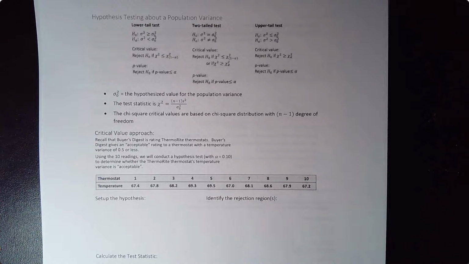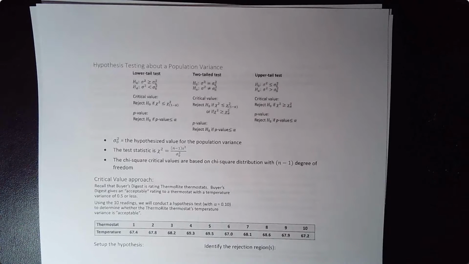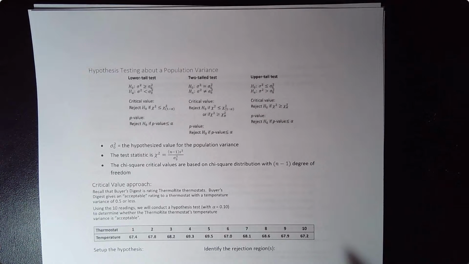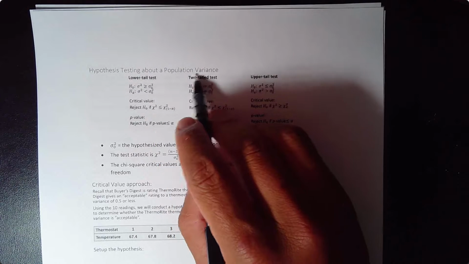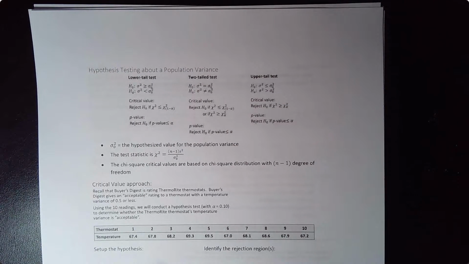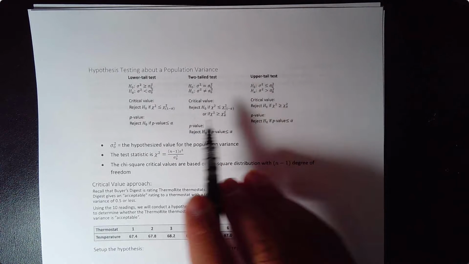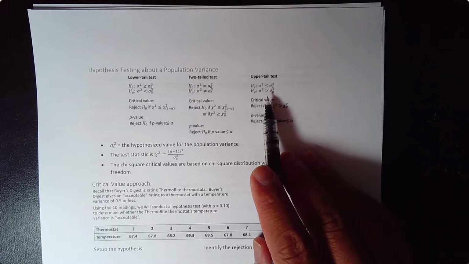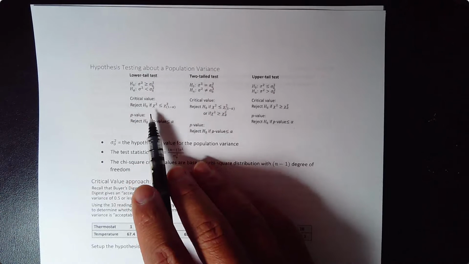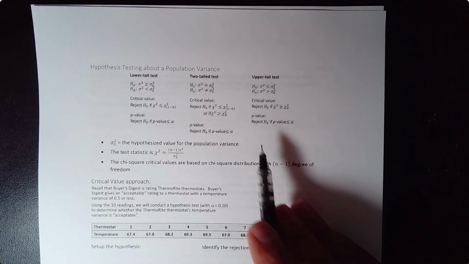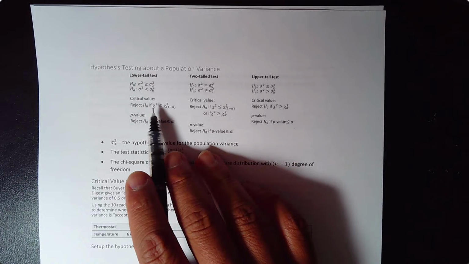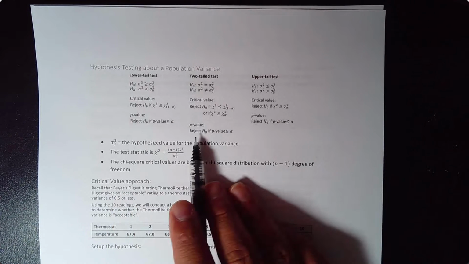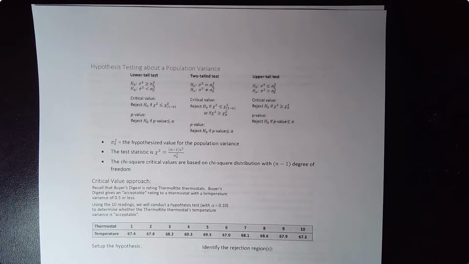All right, now that we have an idea of what the sampling distribution is, we can do hypothesis testing. The core concept of hypothesis testing is exactly the same for population variance as it is for the population mean. We have three types of test: lower tail, the left tail; two-tail test; or the upper tail, the right tail test. We will use a critical value approach or the p-value approach. Both of these are the same.